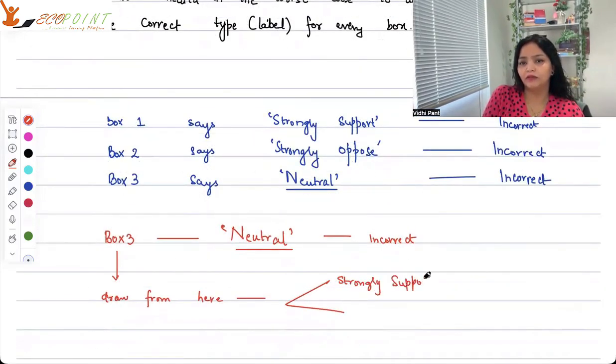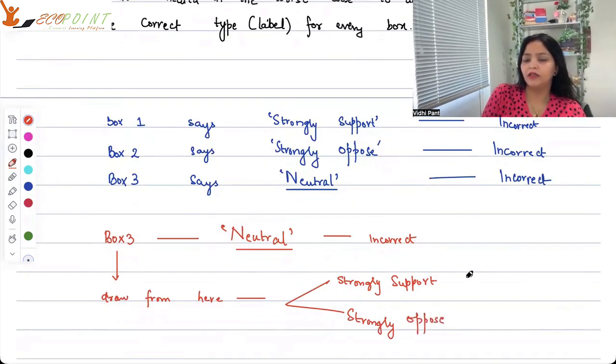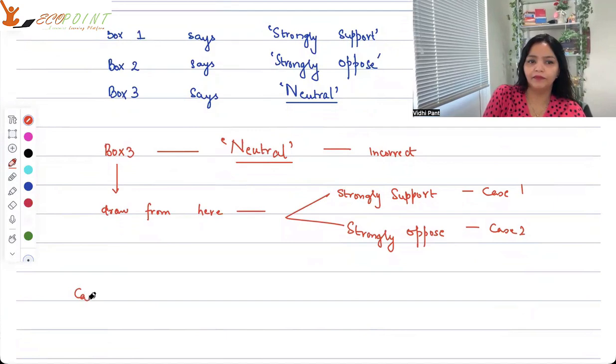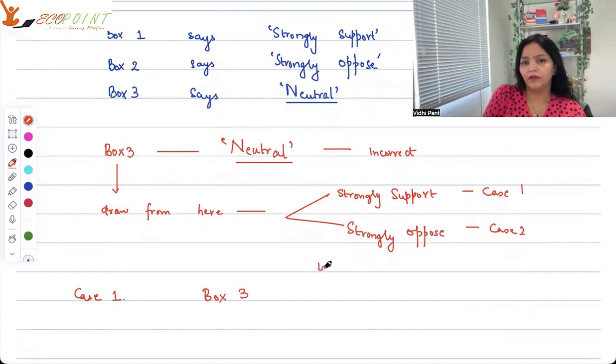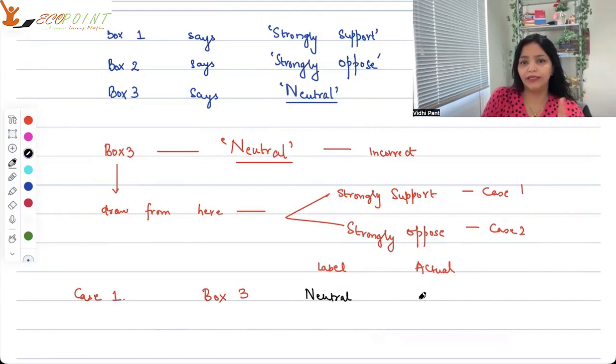So logically speaking, if I draw from box 3, that's why I'm picking up box 3, since the label is incorrect, you can either get strongly support or you can get strongly oppose. You can take these as case 1 and case 2. So let's consider case 1. Now case 1 is that box 3, I'm going to write down label here and actual here. So box 3 is labeled neutral, but in actual, in case 1, it turns out to be strongly support.